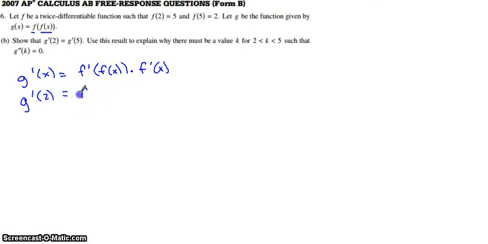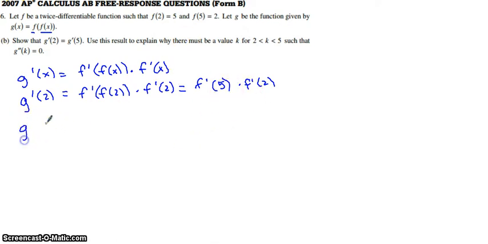So g prime of 2 is going to be f prime of f of 2, just putting 2 in place of the x's in g prime of x, times f prime of 2. And let's see, we know that f of 2 is given, right? F of 2 is 5. And so if we take what f of 2 equals, 5, and put it in place of f of 2, we have f prime of 5 times f prime of 2. Now we don't know what f prime of 5 is, and we don't know what f prime of 2 is, so we can't really go any further with this.